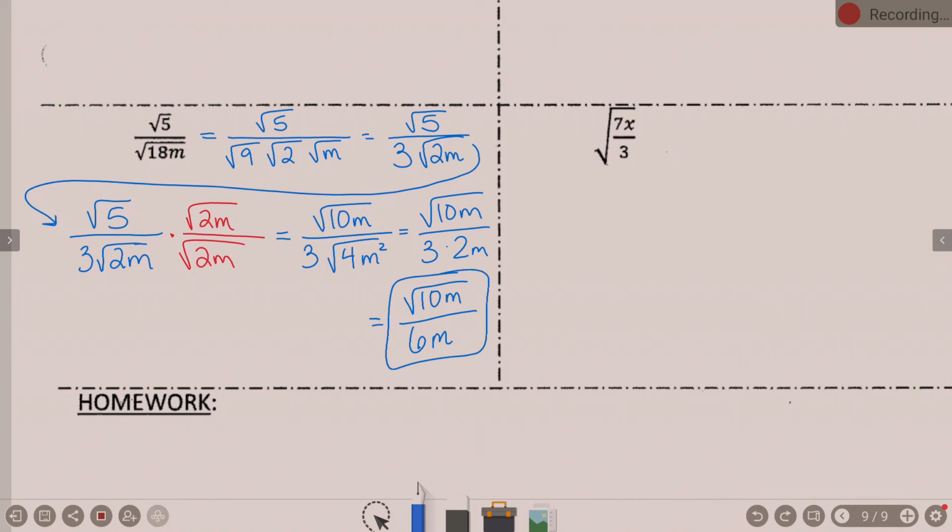Why am I not reducing the 10 and 6 or the m's? Because one's under a square root and one's not. Square root on top, not square root on bottom.